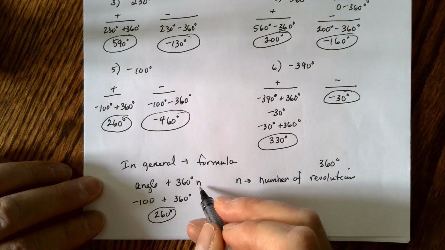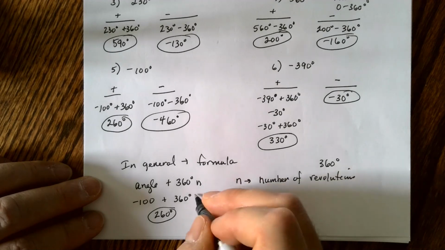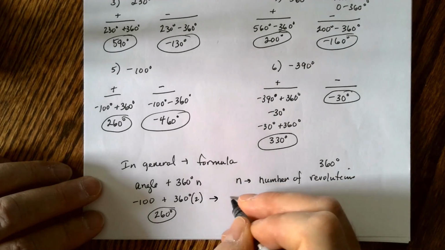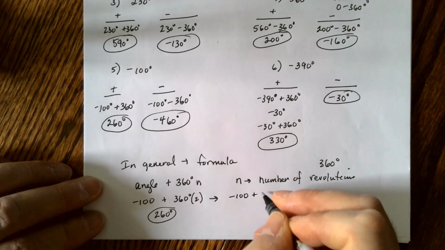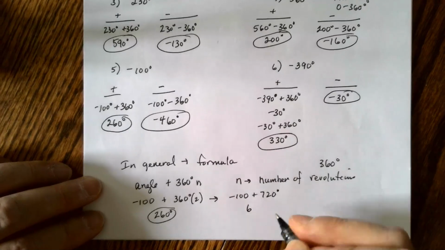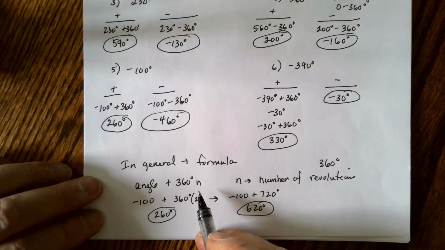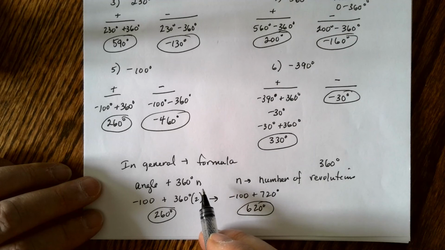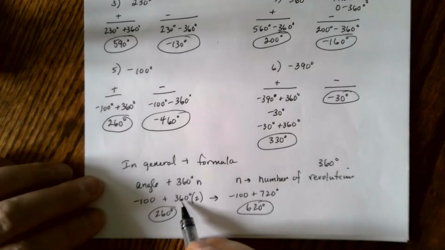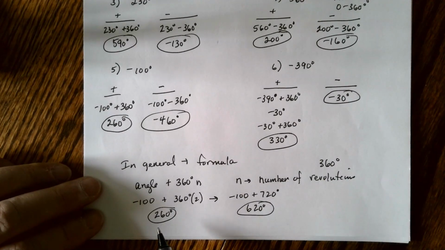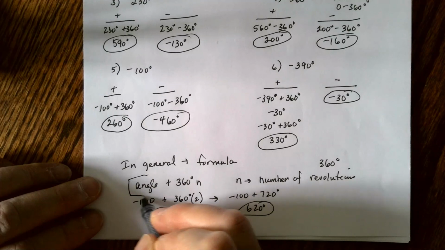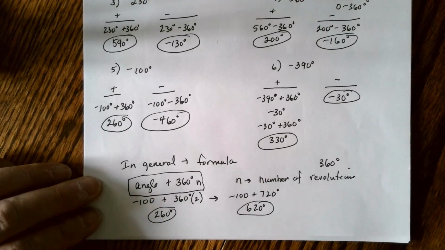What if my n becomes 2? Well, that means this is going to become negative 100 plus 720, which is going to be 620. That is another coterminal angle. Now I can also substitute in negative values for n. That just changes the direction, becomes a clockwise rotation, and that would also change my answers here. I would start ending up with negative angles. So in general, this would be my formula that I would use to calculate all coterminal angles for a given angle.